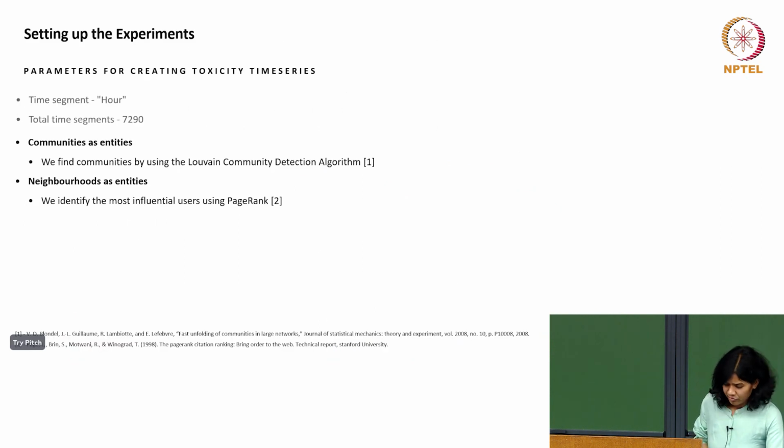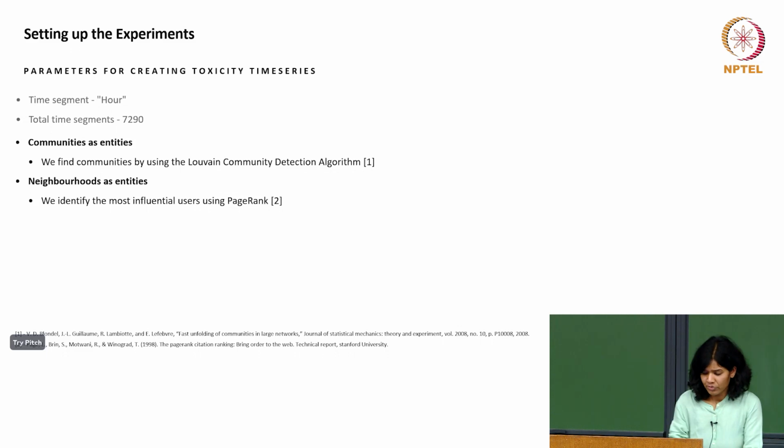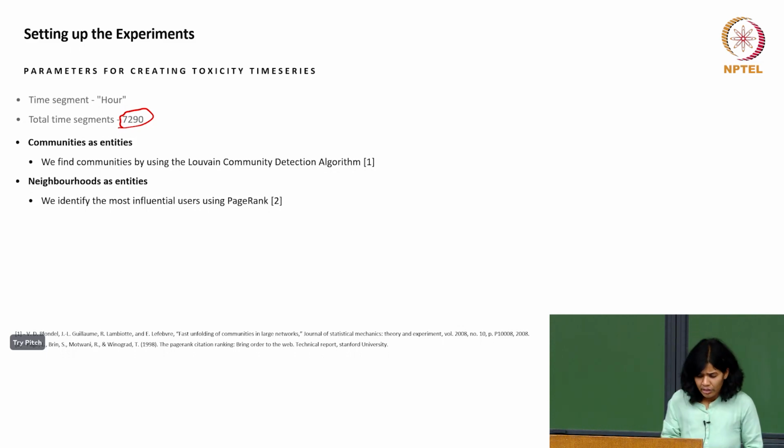Okay, so we have done the segmentation per hour, so 1 unit of time is basically 1 hour. So we have these many time segments. Basically, we have used a community detection algorithm to figure out the communities, which is your modularity based community detection, and then we use neighborhood entities to figure out the most influential. We have used PageRank, right?